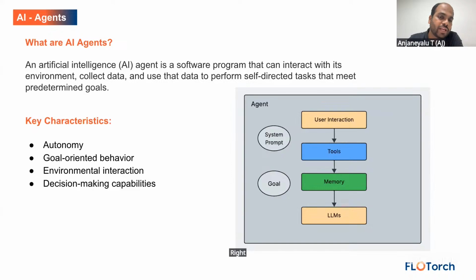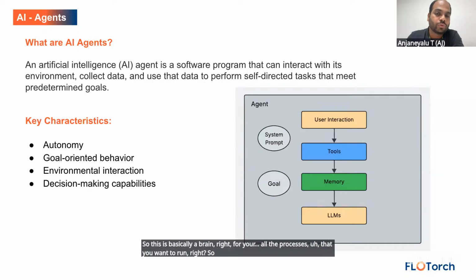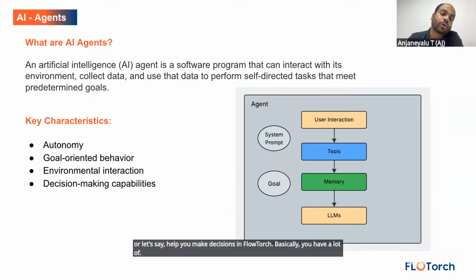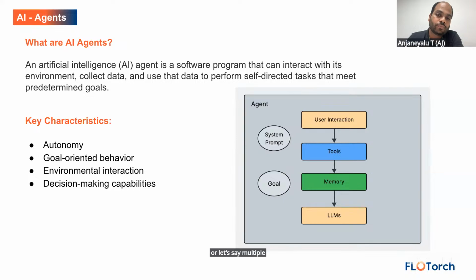Apart from that, we have these LLMs, right? So what are these LLMs? This is basically a brain for all the processes that you want to run. It's trying to help you make decisions. In FloTorch, you have multiple models that you can access through a unified gateway.